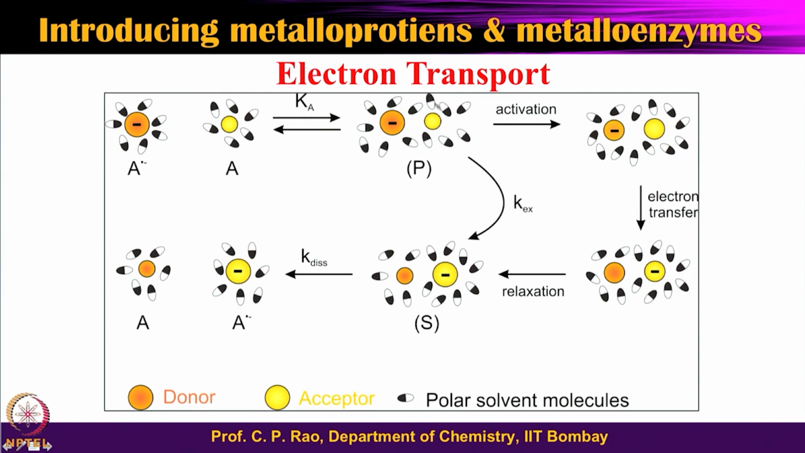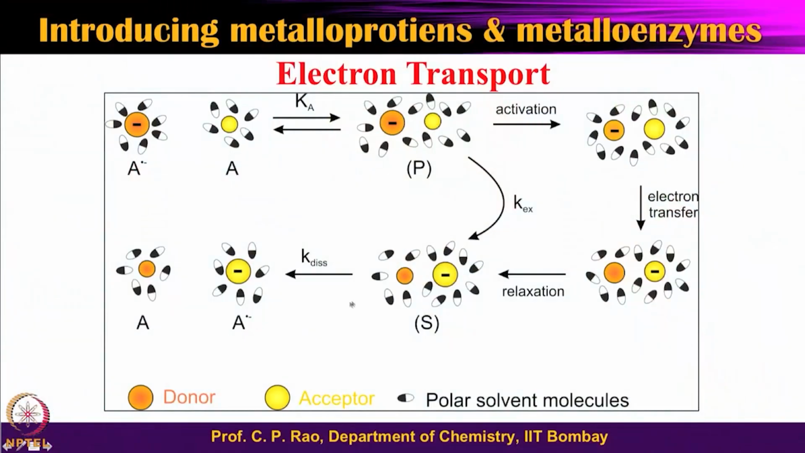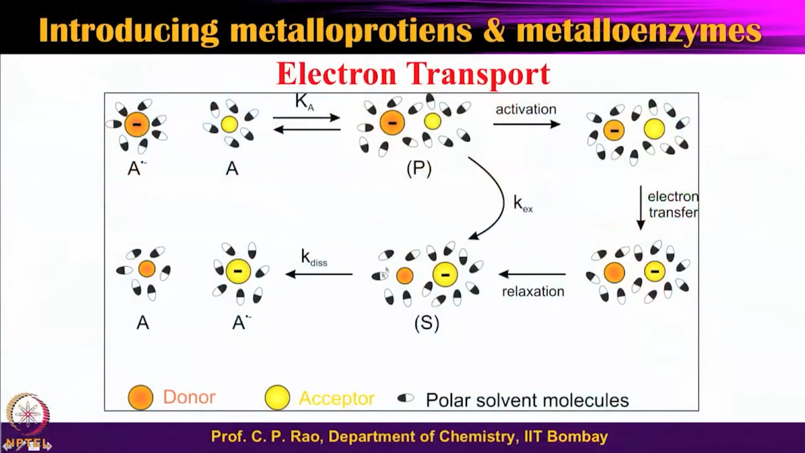So, this complex is still, we can say, in the ground state, and in the complex the donor and acceptor are very close in proximity. Therefore, this complexation itself can induce the electron transfer process. If the electron transfer takes place, the donor will give away the electron, the acceptor will take the electron. Now we have a donor-acceptor complex where the donor is oxidized and the acceptor is reduced, which is called S.